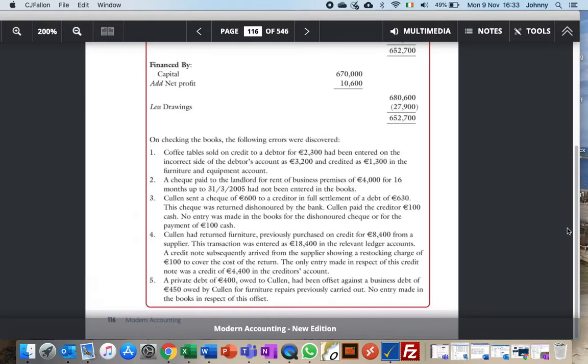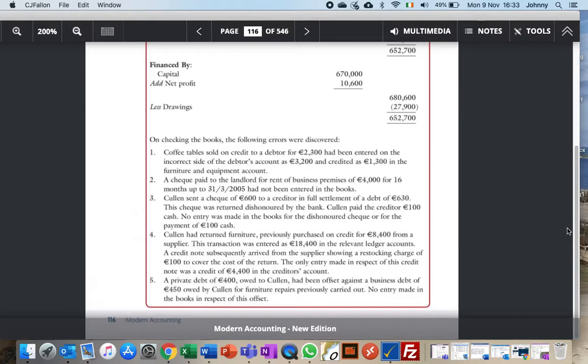Cullen sent a cheque of 600 to a creditor in full settlement of a debt of 630. So that means there was a discount given at the time. And remember, I'm Cullen. I sent the cheque, so it's a discount I would have received, which is an income. Now, the cheque was returned dishonoured by the bank, and then Cullen paid the creditor 100 cash. No entry was made for the dishonoured cheque or the payment of 100 in cash.